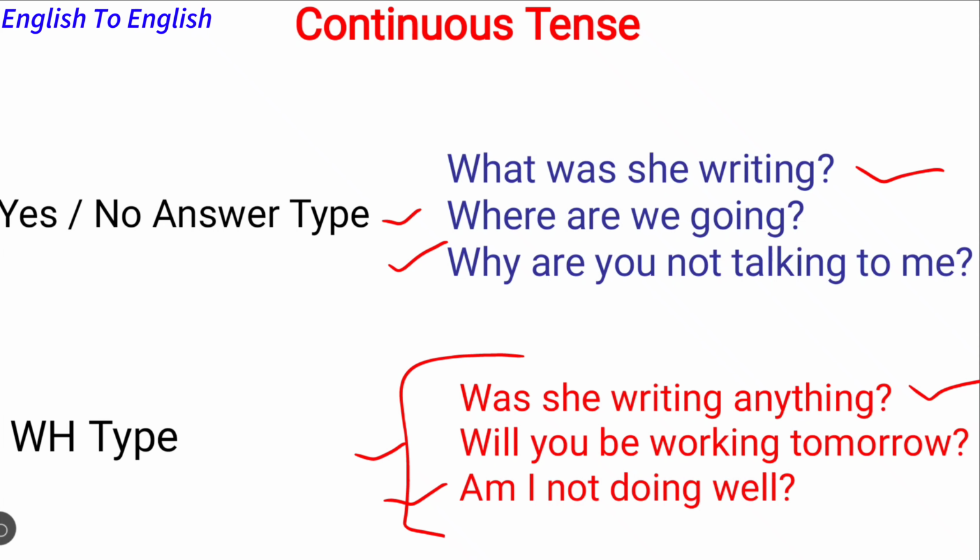But in terms of these, you can go with just yes or no. Was she writing anything? Yes, she was writing. Will you be working tomorrow? No, there is a holiday tomorrow. Am I not doing well? No, you're doing well. You're doing great.